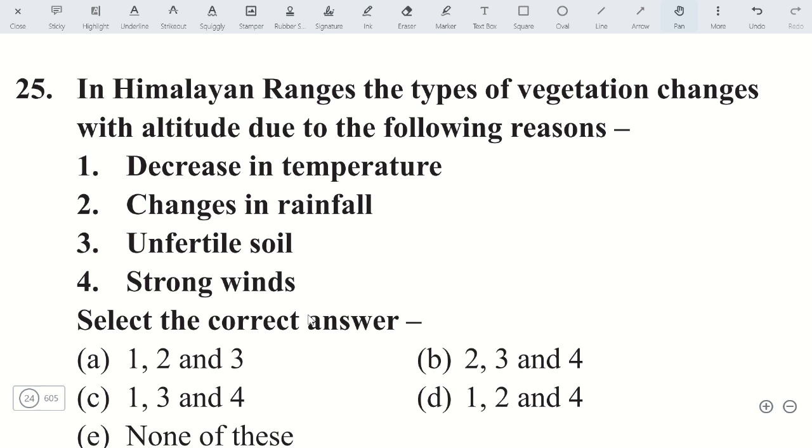In the Himalayan range, the type of vegetation changes with altitude due to the following reason. Decrease in temperature, yes, there is a difference in temperature. Change in rainfall, yes. Unfertile soil, this one is also correct. Strong wind, there is no effect of strong wind. Then statements 1, 2, 3 are correct. Then the option will be A. Let's move on to the next question.